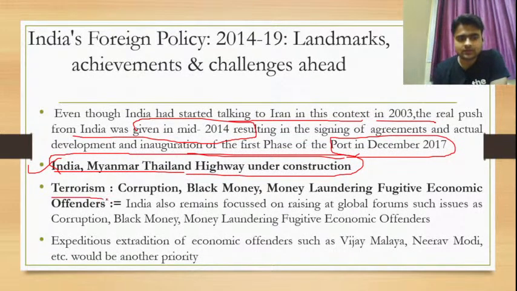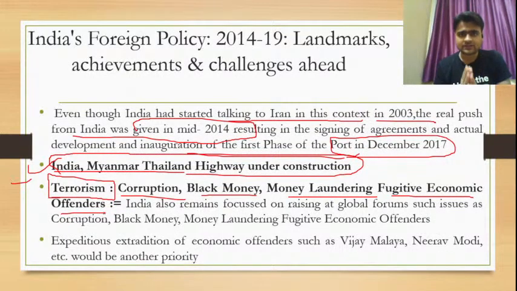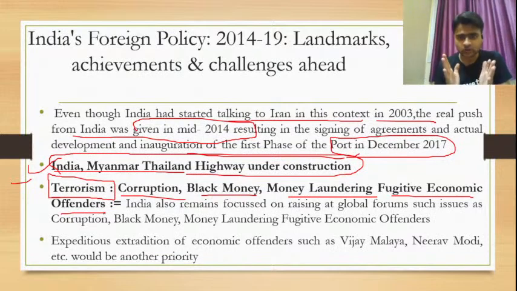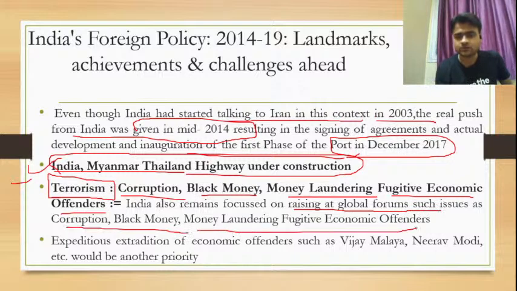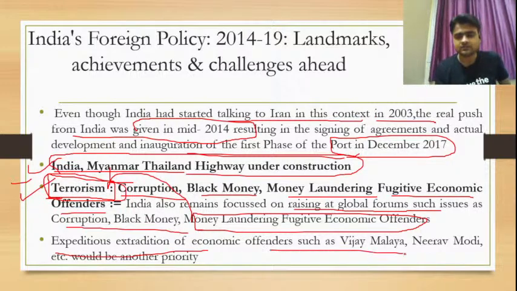Then another dimension is terrorism and its multiple forms like corruption, black money, money laundering, and fugitive economic offenders. As a peace-loving and sovereign country with intact economic and security interests, we are very much concerned with raising these issues at global forums: corruption, black money, money laundering and fugitive economic offenders. Why? Because all of these are the roots of the growing tree of terrorism. This is the main problem. Then expeditious extradition of economic offenders such as Vijay Mallya, Nirav Modi, etc. would be another priority.